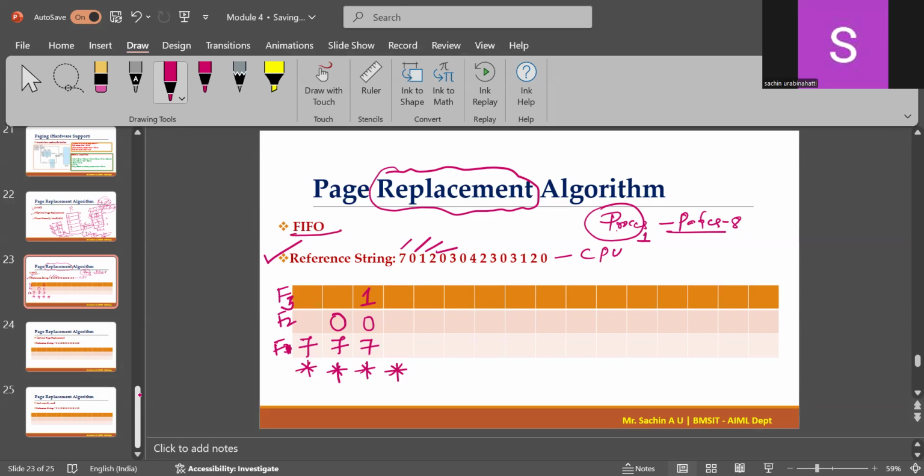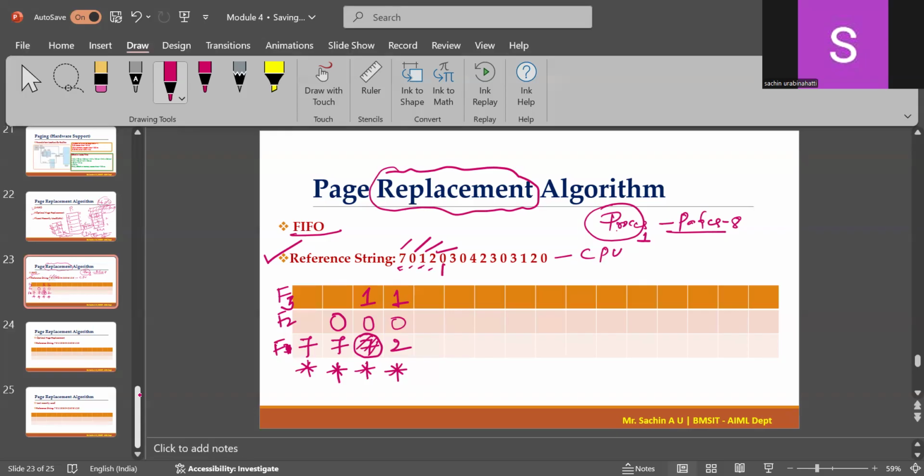The first in first out algorithm says that whichever page has been inserted first is the one to be removed first. Which page was inserted first? It is 7. So instead of 7, the page that will be placed is 2. Got it? So now 2 is placed in the place of 7. Now 7 is done, 0 is done, 1 is done, 2 is done.